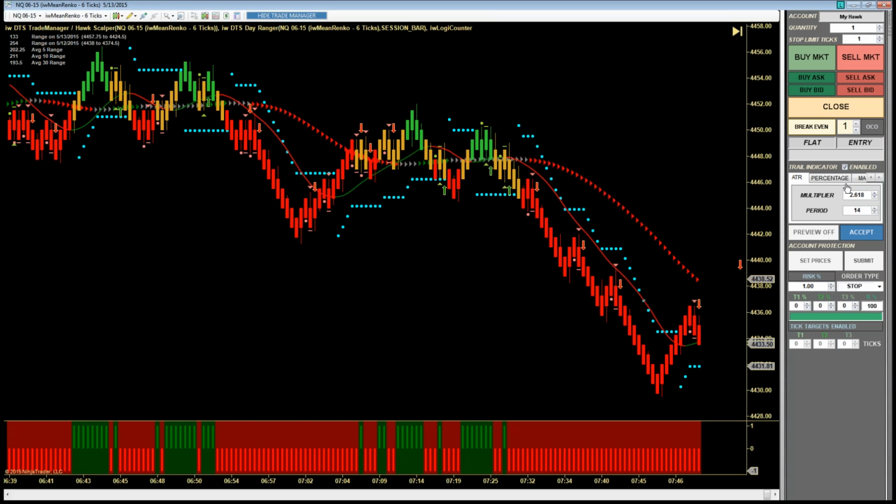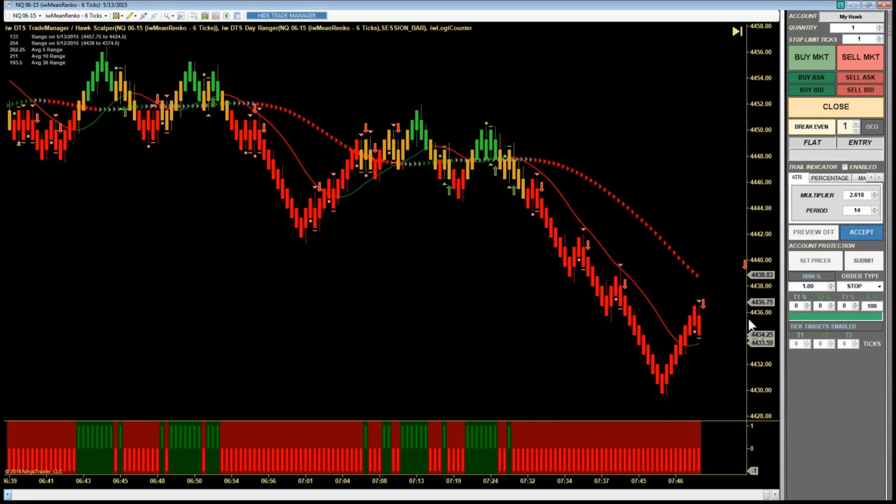Let me demonstrate. So here is a macro pullback signal. We know it's a macro pullback signal because everything is in sync except the micro line. The micro line has changed color. What do most traders do to try to restrict their risk? Well, most traders do this. They enter here and then they jam their stop in really tight.